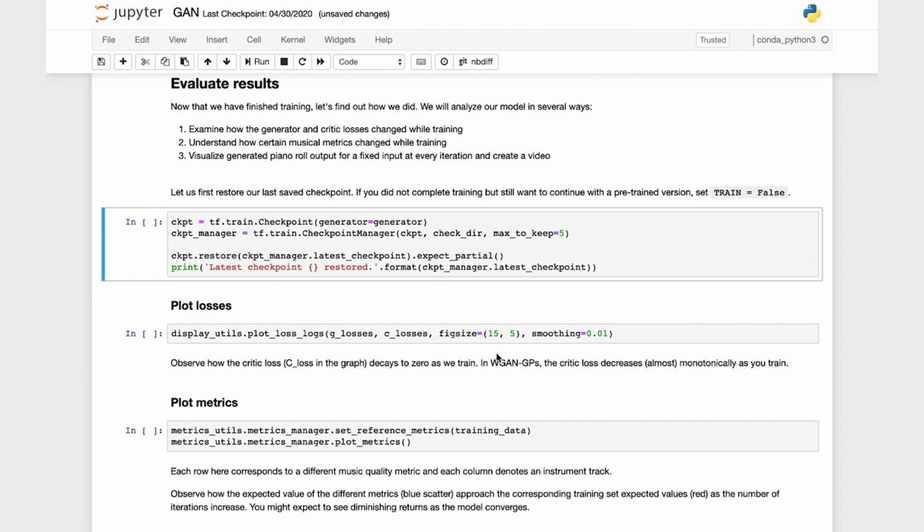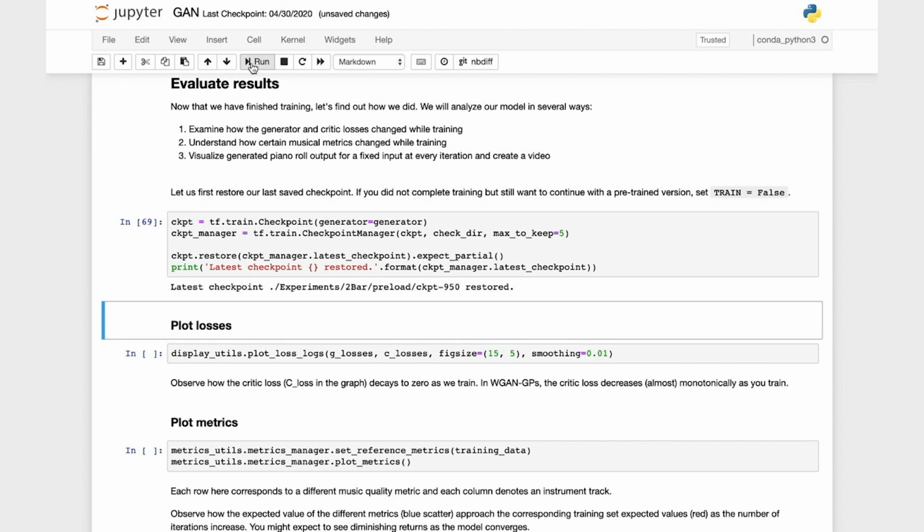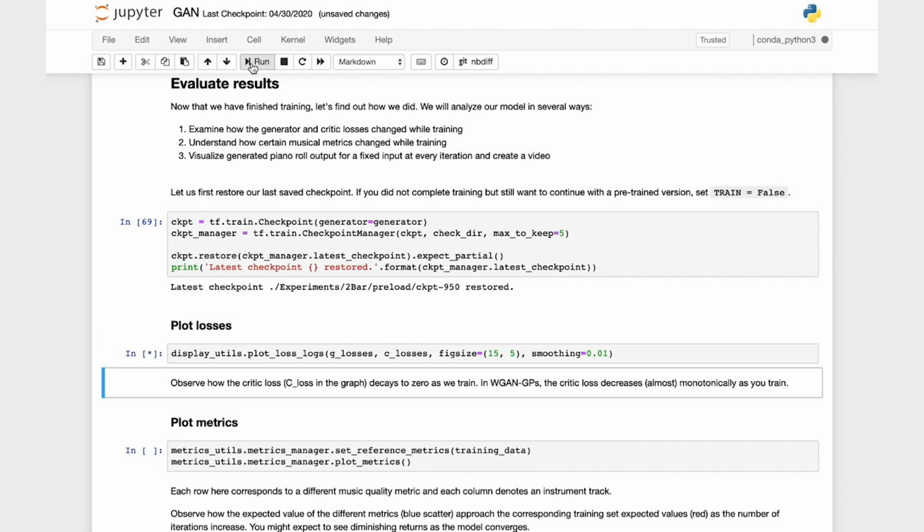In order to do that, first we're going to look at how the generator and critic losses have changed during training. Then we're going to look at certain musical metrics and see how that changed during training. Finally, we're going to hear some samples that are produced by the model and judge how they sound. First, let's start by loading the model checkpoint that was saved during training. Okay, so loading the model checkpoint is now complete, and let's plot the losses.